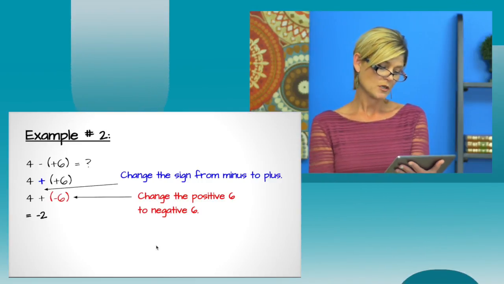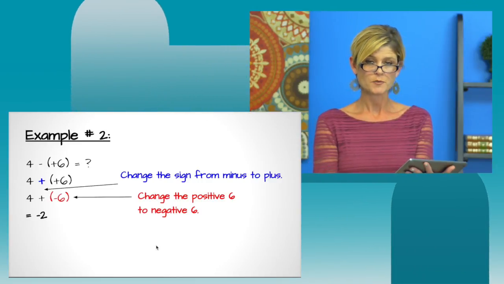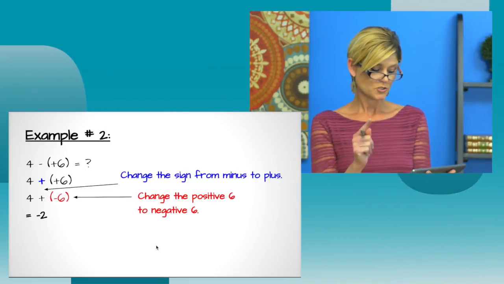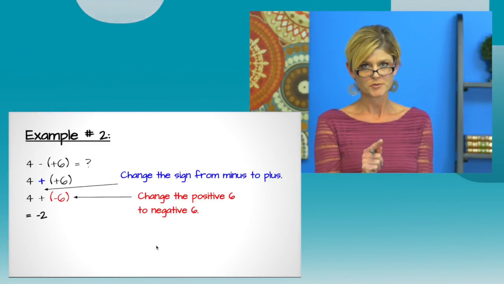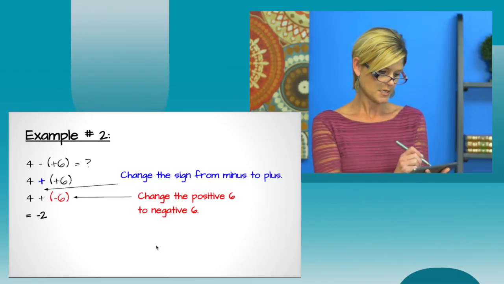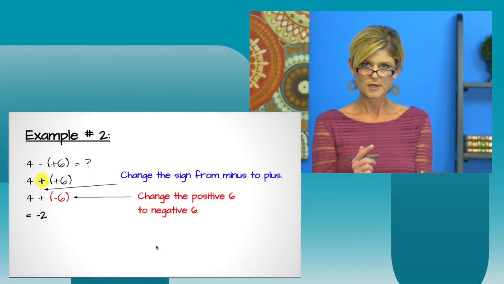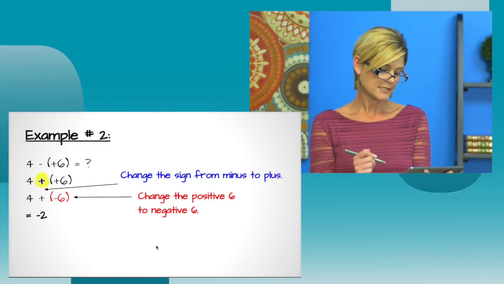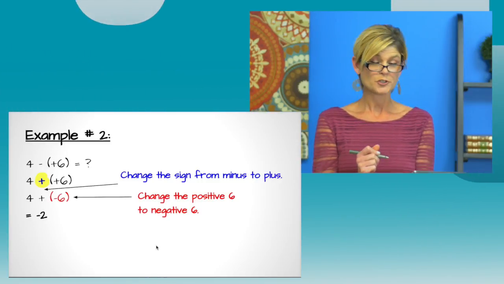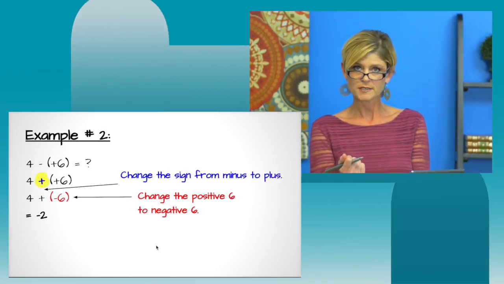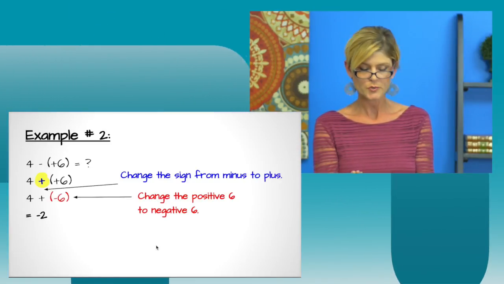All right, how about this one? We've got 4 minus a positive 6. Remember your 3 steps? 1, change the subtraction sign to a plus sign. So we have 4 plus positive 6. The next step, do you remember? Turn your positive number into a negative or vice versa. In this case, we have a positive 6. We're going to change it into a negative 6.